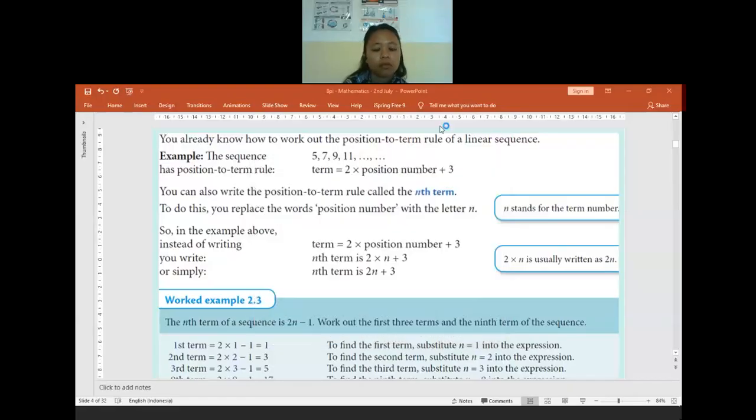Okay, I will revise the position to term rule. None of you are telling me anything, so I think it will be better if I revise a bit. To find the position to term rule, there are some steps that you have to follow. The first one is finding the term to term rule.